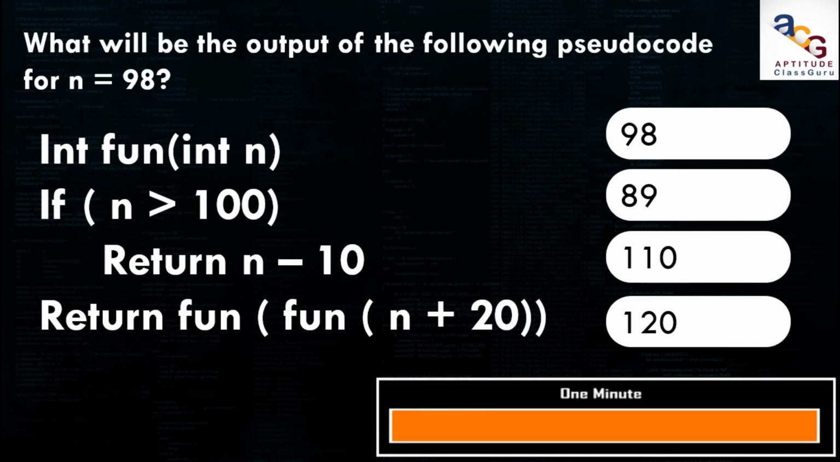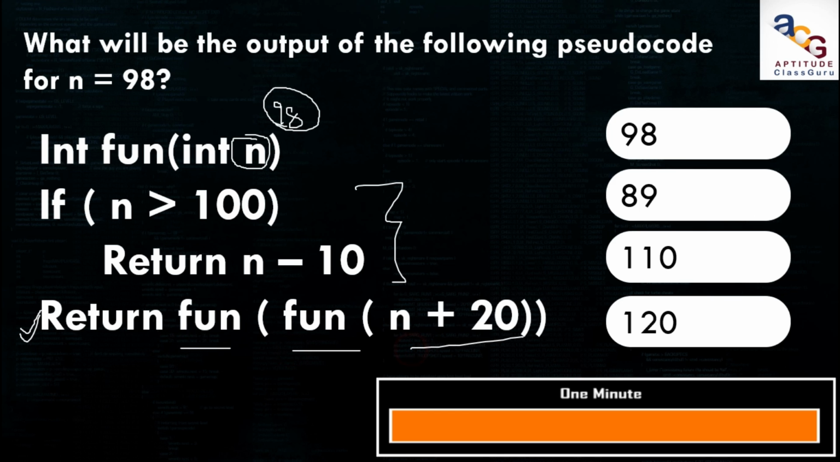What will be the output of the following pseudocode for n equal to 98? What is the value of n now? It's 98, right? So in function of int n, the n variable will store 98. If n is greater than 100, it will return n minus 10, so the recursion ends if n is greater than 100. But here the n value is not greater than 100, so it will return function of function of n plus 20, such that we increment n by 20 and we are returning a function of a function, which is nothing but a recursive function again.